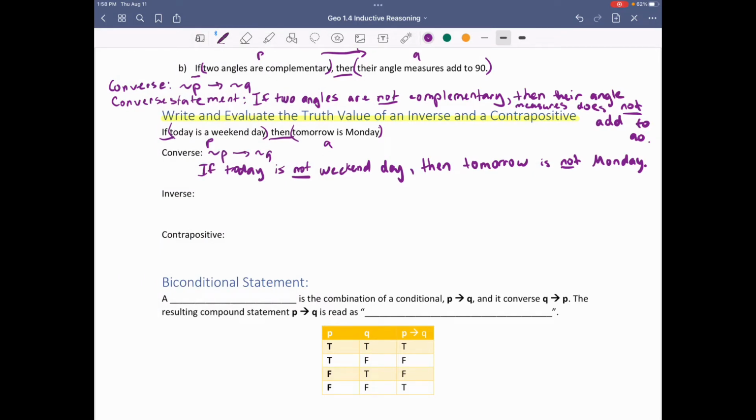Then we will be doing the inverse. And if you remember on our definitions, the inverse is basically switching the positions of P and Q. We'll start with if Q, then P. So we will switch the statement and say, if tomorrow is Monday, that was our Q, then today is a weekend day, and that was our P.